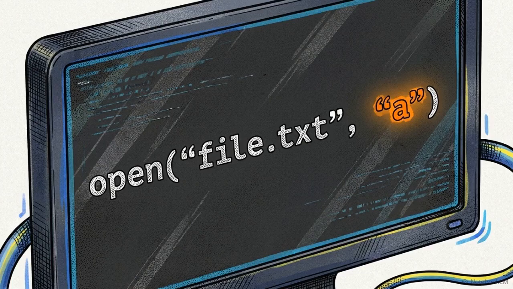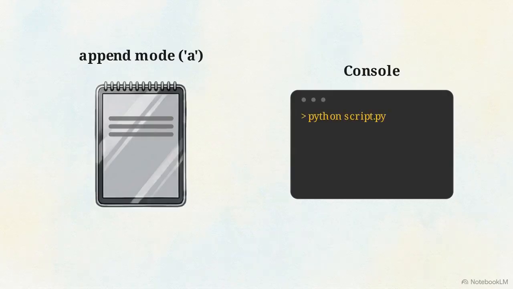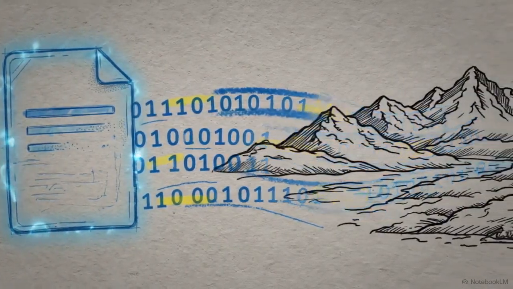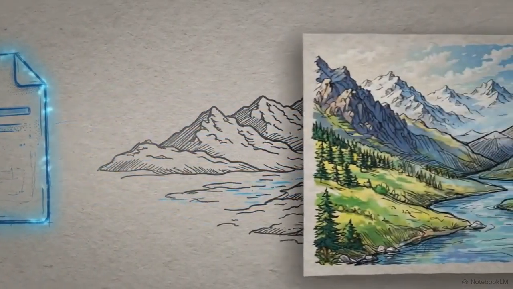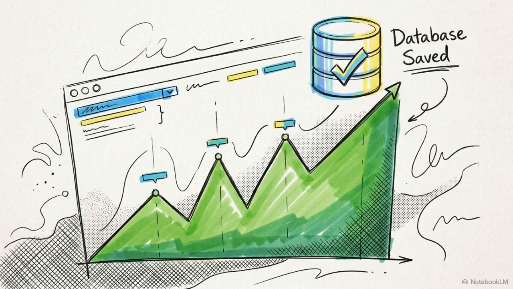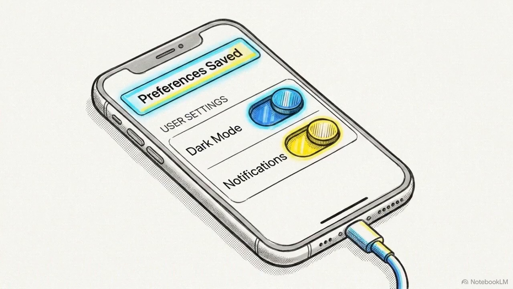Try changing the access mode to A for append. Run the script several times to see how Python adds new information to the end of the file while preserving the previous text. Now that you can handle human-readable text, the next step is learning to manage binary files for non-text data like images and audio. This type of permanent storage is how software tracks everything from daily sales figures to individual user preferences across different sessions.